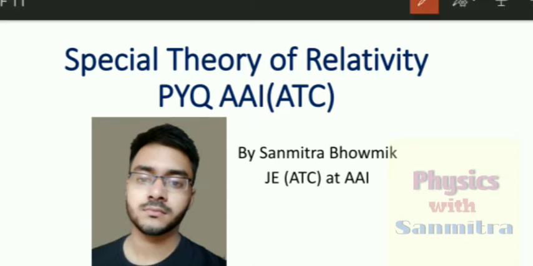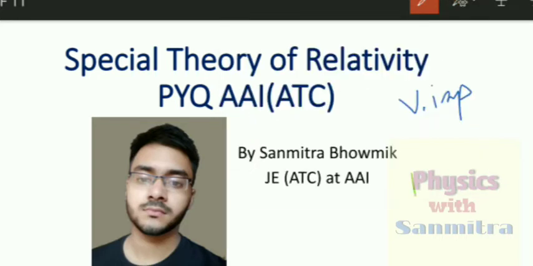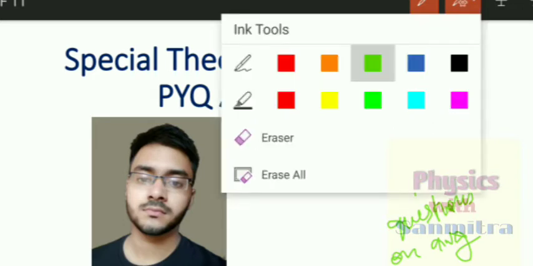Now let me tell you that the Special Theory of Relativity topic is very important, as in the last 3 years, 4 to 5 questions on an average, or rather 6 to 7 questions at most, come from this topic. Almost 15 to 20% of questions come from it. So let's begin our analysis.